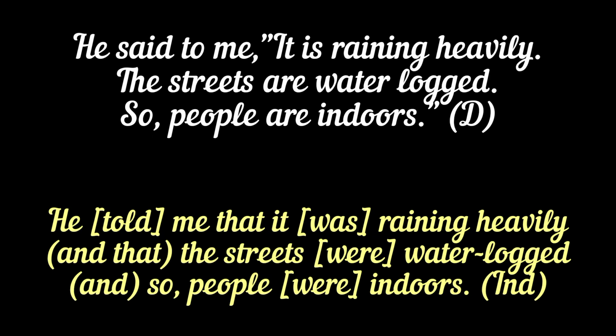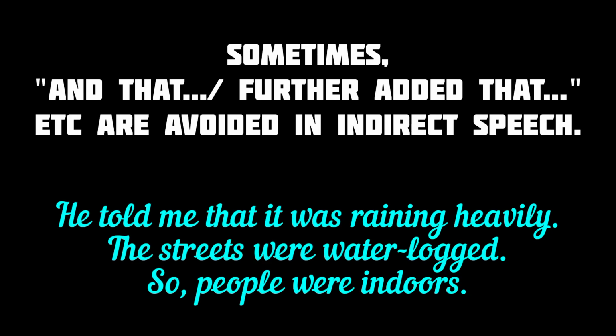Here we have made all the necessary changes. For example, the reporting verb said has become told because of the reporting object me, and the tenses of the reported verbs have also been changed to their corresponding past tenses in accordance with the general rules. Sometimes, however, the expressions "and that" or "further added that", etc. are avoided. And if the reported speech has two or more assertive sentences in it, they are all reported or treated individually. For example, he told me that it was raining heavily, the roads were waterlogged, so people were indoors.